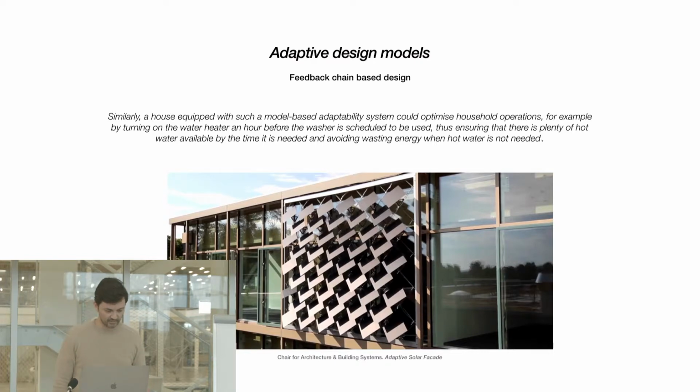As an example, I have a quote from Kalay, who said, similarly, a house equipped with such a model-based adaptability system could optimize household operations, for example, by turning on the water heater an hour before the washer is scheduled to be used, thus ensuring that there is plenty of hot water available by the time it is needed and avoiding wasting energy when hot water is not needed. Of course, in today's world of sustainability, these are super popular to optimize energy usage and all of these things. This is also research from the ETH. Yeah?